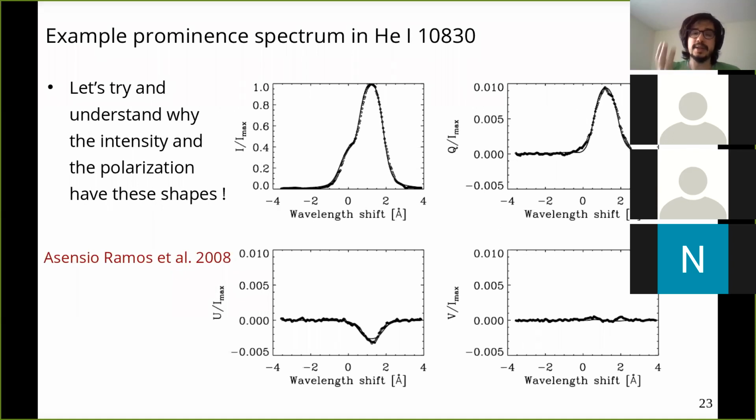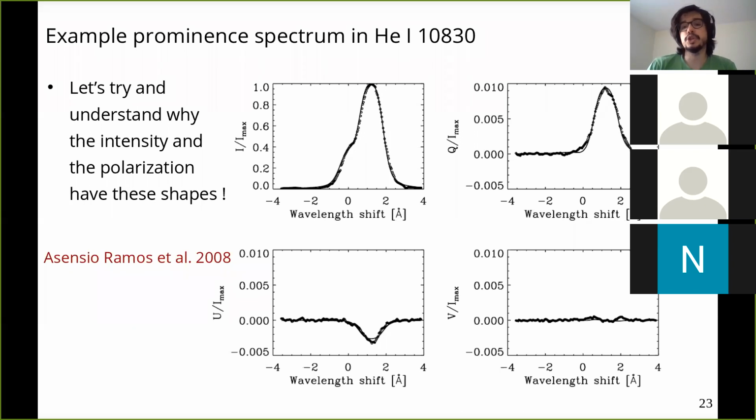And here is another example. And this here is where we're going to go in a second and talk about the fitting. What you see here is an example of a prominence spectrum seen in helium 10830. And what I want you to do now is to take maybe 30 seconds, 45 seconds, 1 minute, and I want us all to think about why all these Stokes components have the shape they have.